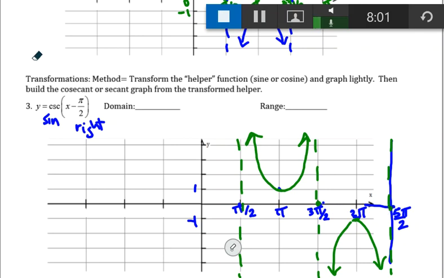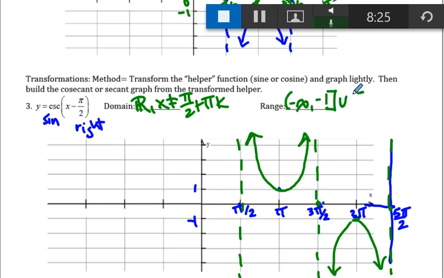Okay, so take a second now, if you haven't filled in domain and range, to find your domain and range. It's probably similar to something else that we've done before. X is all real numbers. X does not equal pi over 2 plus pi k. And then the range didn't change. Negative infinity to negative 1 and 1 to infinity. All right, so did you see what we did there? We changed the sign. We didn't have to do anything to the cosecant. So all you're doing is changing the sign and the cosine. Can I turn the page?